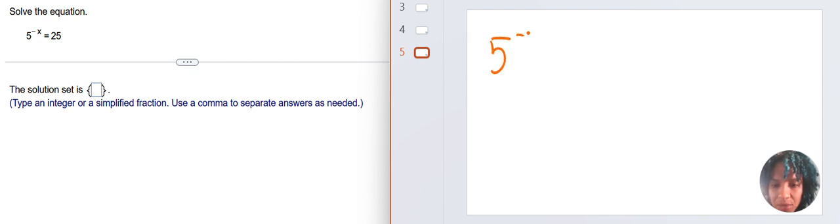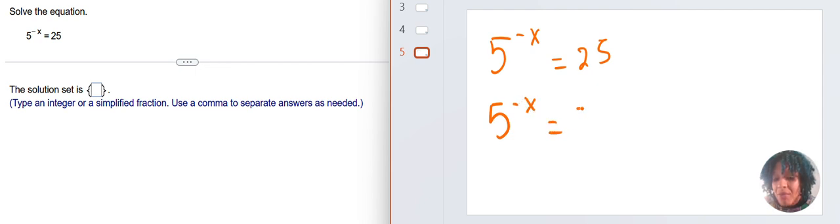Okay, so I am given this equation right here: 5 raised to the negative x equals 25. So I'm using my rules of exponents to help me rewrite 25 in a way that I will have the same bases, because what I want to do is cancel the bases so I can move the x from being an exponent to a normal place. So if I rewrite 5 squared, because 5 squared is 25, all right?